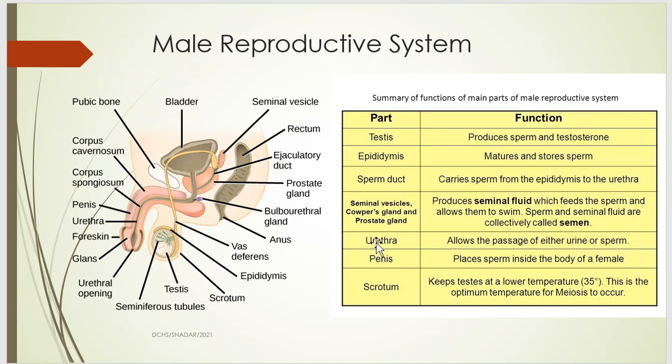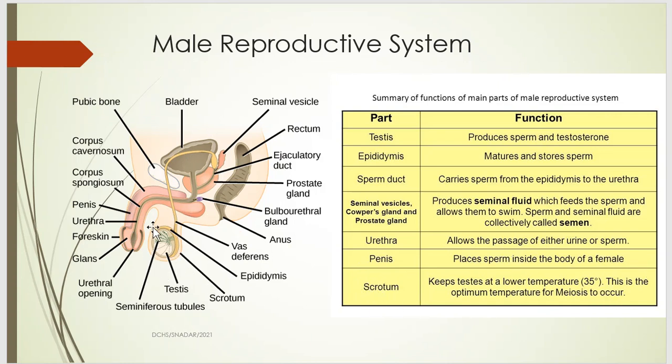Next is the urethra. Urethra is the opening which is coming out right here through the penis, and it allows the passage of either urine or sperm, because the urinary system, which is right here, you can see the urinary bladder, which is this gray, brownish gray area, and that opens out through the urethra as well. And then the penis places the sperm inside the body of the female, and then the last part is the scrotum.